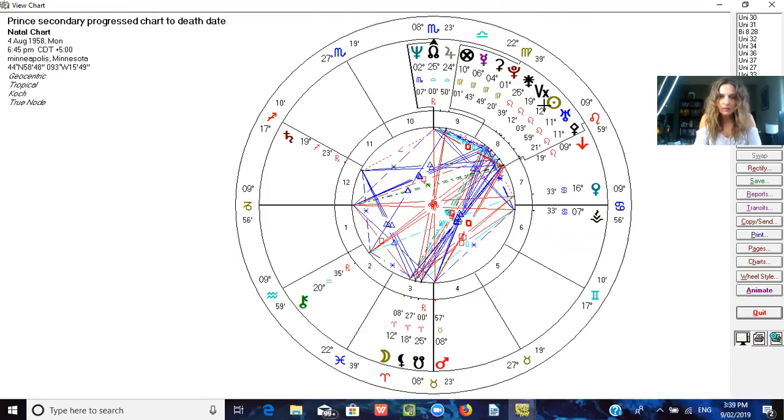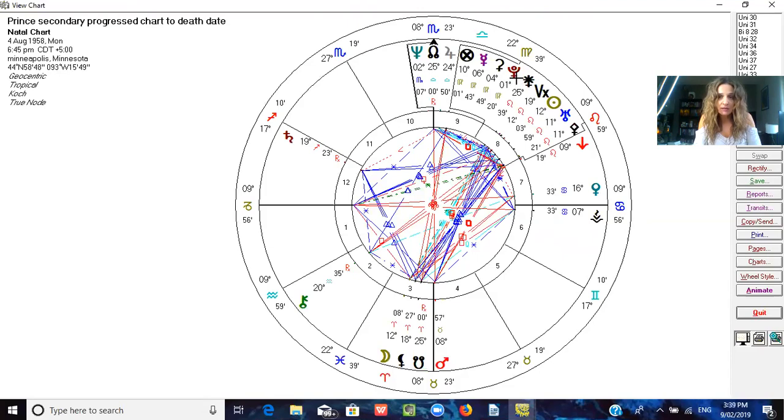This is his secondary progress chart to his death. So everything has moved. The rising sign has changed. The 2nd house cusp has changed. The 3rd house, and so on and so forth. Every single planet has changed its location. The outer planets haven't moved very much.